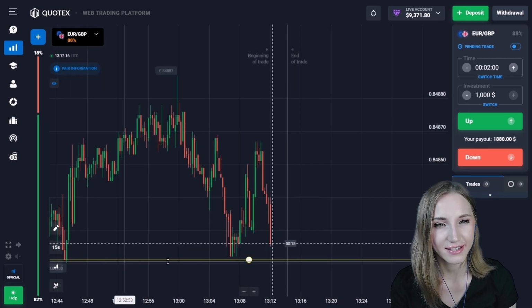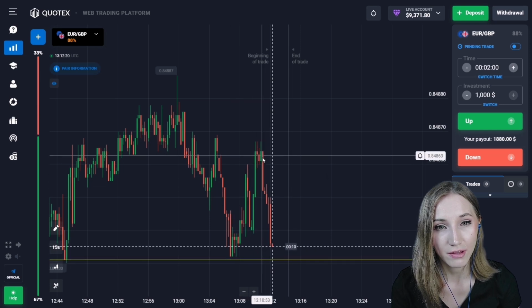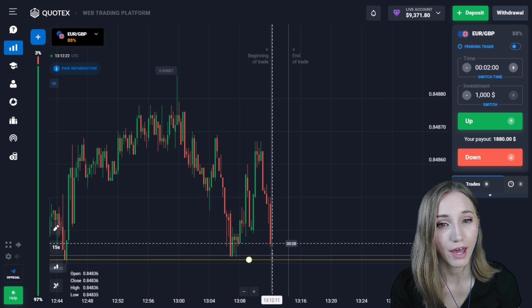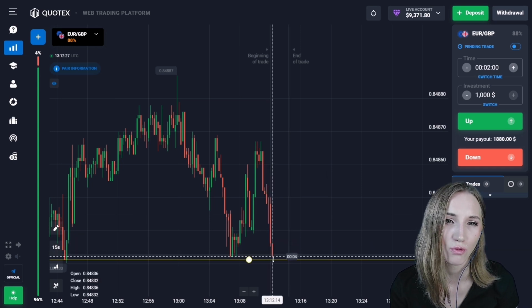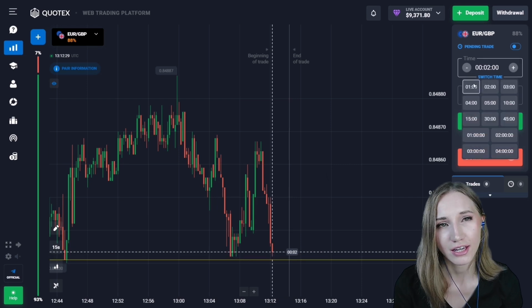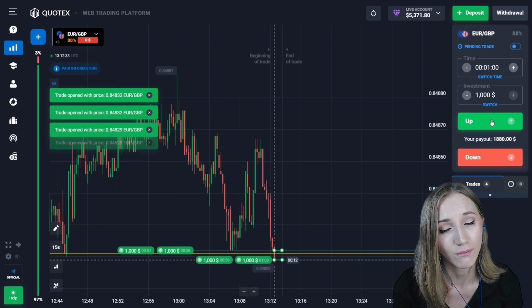So here you can see the support level, and also from this level there was the pullback up, and now the price is again moving towards this level very impulsively with the red candlesticks. So in this situation I would like to wait for a while. I need to see the price approach this level, then open a trade with up for 1 minute.